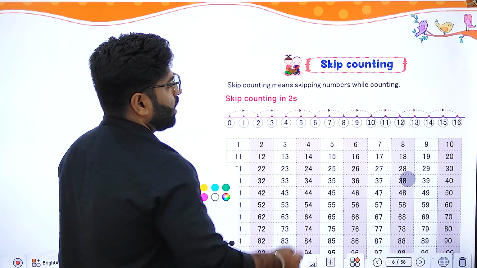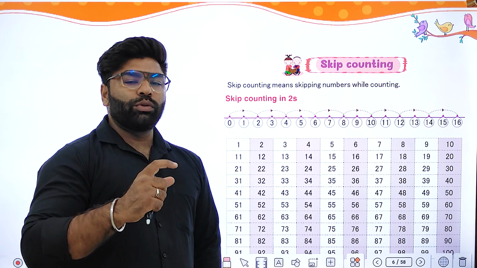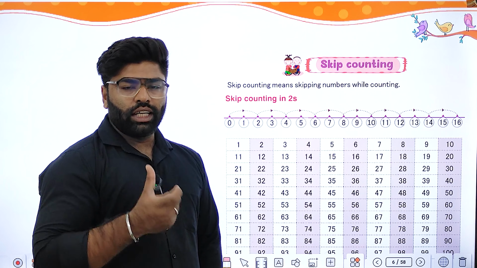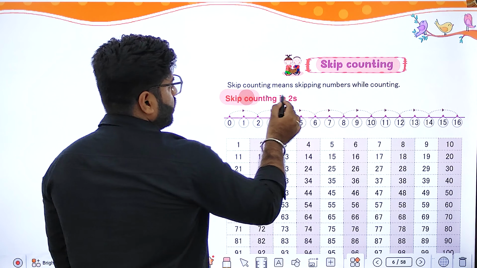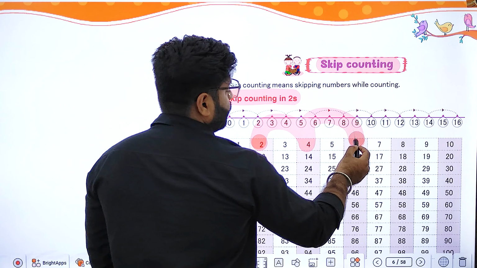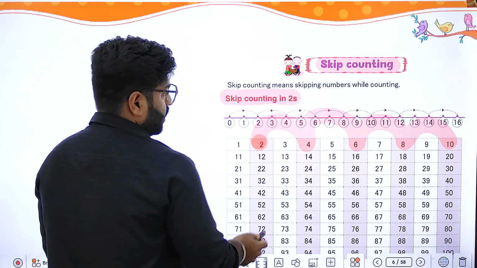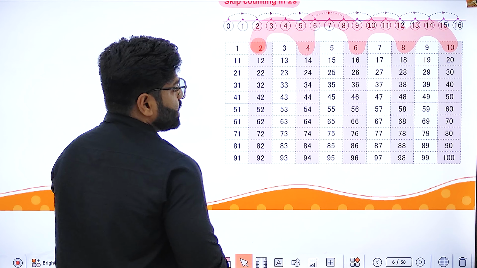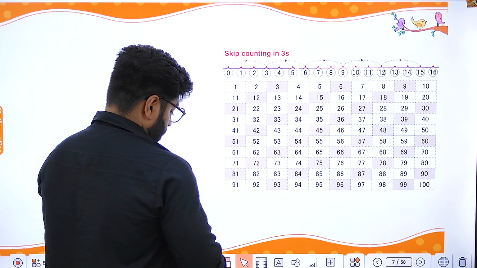Students, next is skip counting. Skip counting means that you have to skip that number in every count. Just like if we are skip counting in 2, we have to skip 2 each time. So say 2, 4, 6, 8, 10. This is our skip counting. We have to add 2 each time. Come to our next part, that is skip counting of 3.